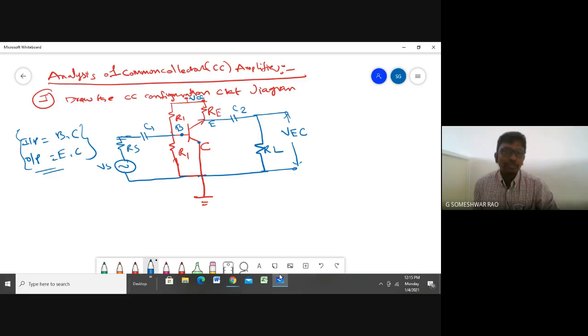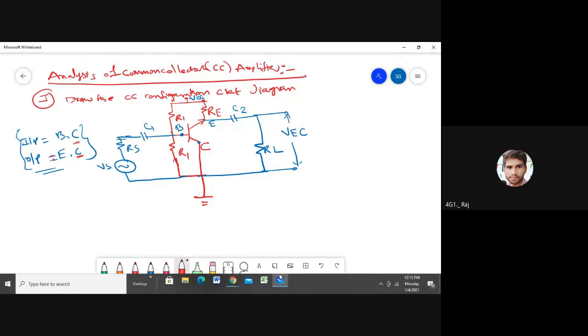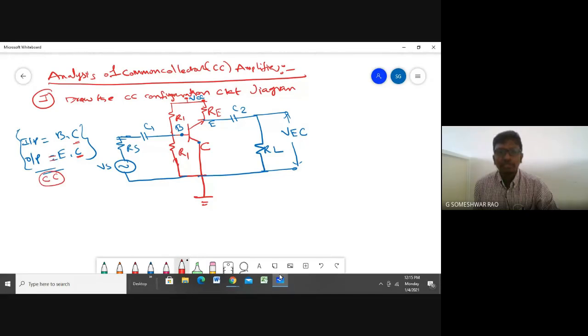So what is this configuration? What is the common terminal that you are observing in both the input and output? Can I say the collector? Yes, sir. So therefore this is a common collector configuration. Everybody able to observe or able to draw this circuit diagram? Please draw the CC configuration circuit diagram. That's the first step. Similar steps we are going to repeat for CE as well as CC as well as CB. And of course, after completion of this, CE with RE is also another circuit that we are supposed to discuss.